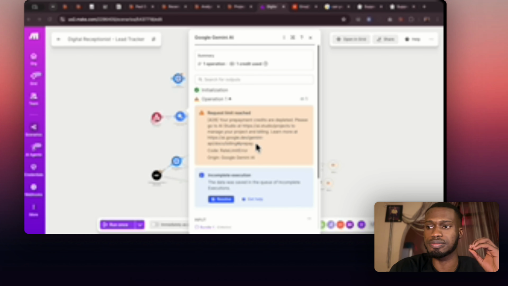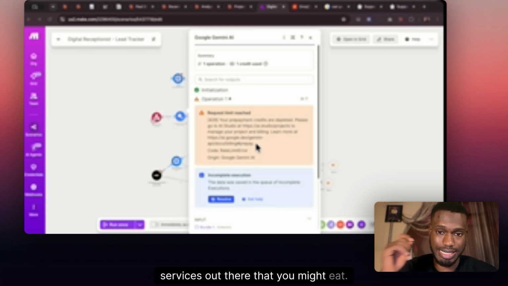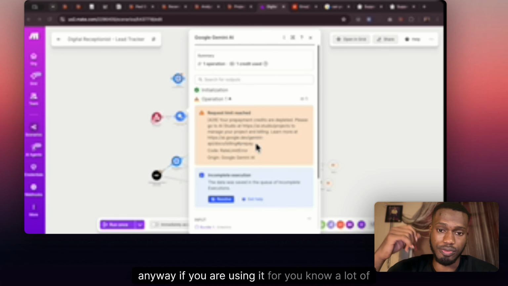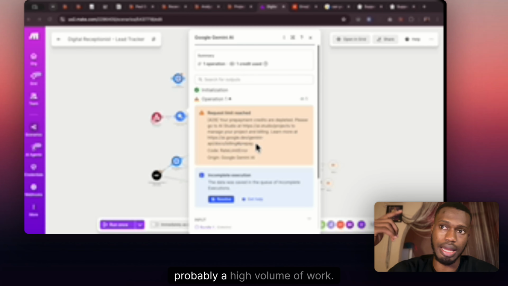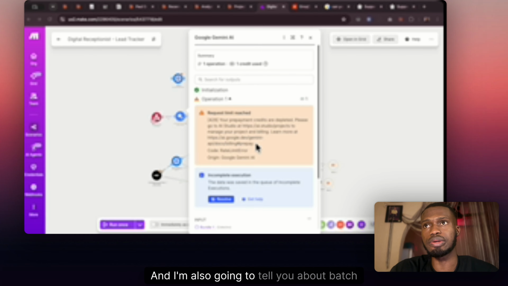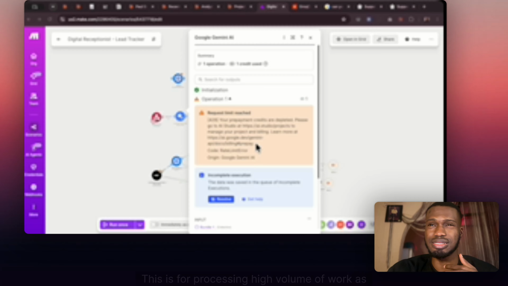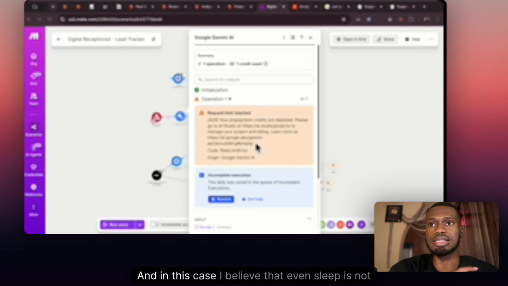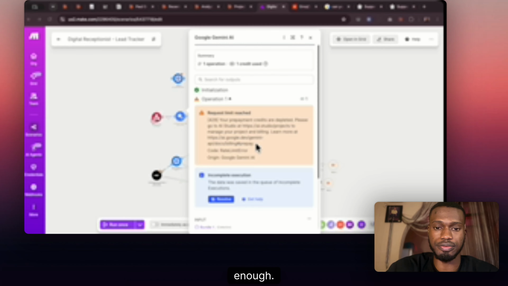There are various services out there where you might hit rate limits if you are using them for a high volume of work. I'm also going to tell you about batch splitting. This is for processing a high volume of work as well, and in this case I believe that even sleep is not enough. So anyway, let's just go into it.